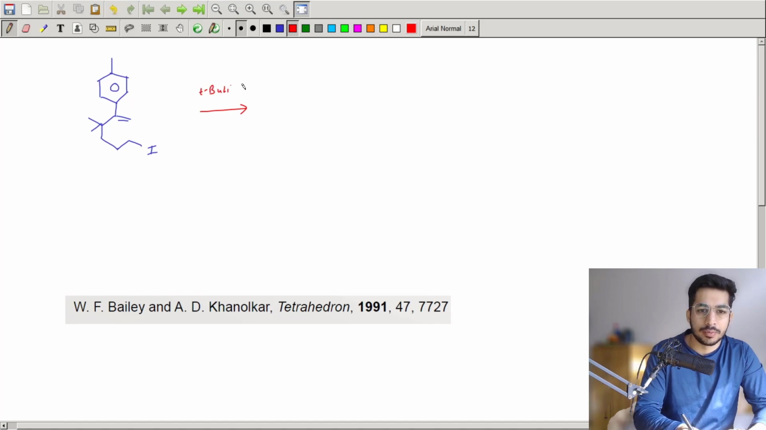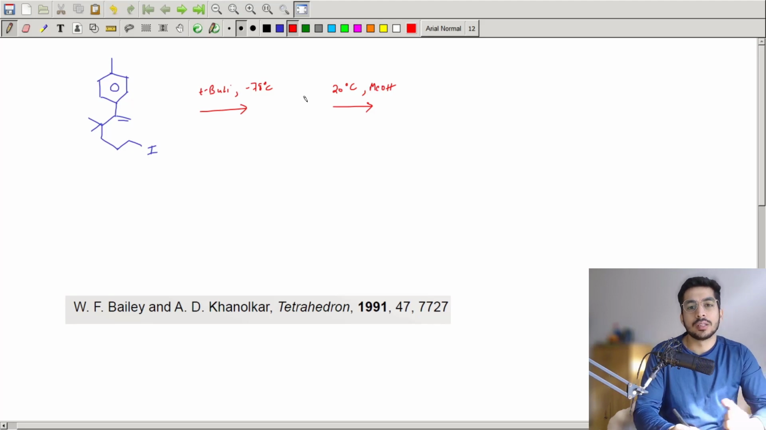at very low temperatures, obviously, like I said, organolithium reactions we conduct at low temperatures. We'll have some solvent, I'm not mentioning it. It could be THF, tetrahydrofuran, or any other solvent, and you will get some intermediate. And then after we have that intermediate, let's say I run this reaction at 20 degrees Celsius in the presence of methanol as a solvent. Okay, so what do you think is going to be the answer?